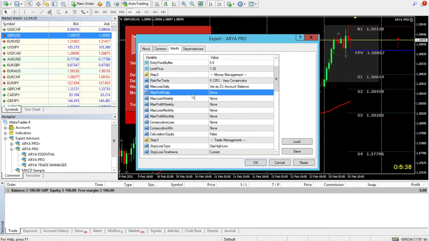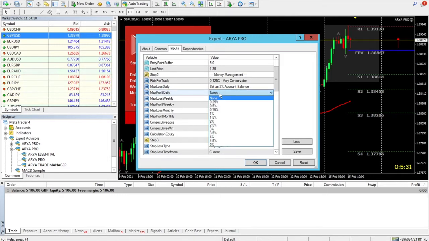You can, however, modify your maximum profit daily, just here. This is the maximum gain that you can have in one day in a percentage, and again applies to all assets combined where ARYA is activated. You can choose from none all the way up to 5%.